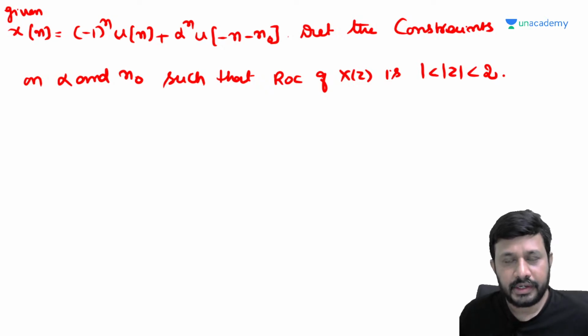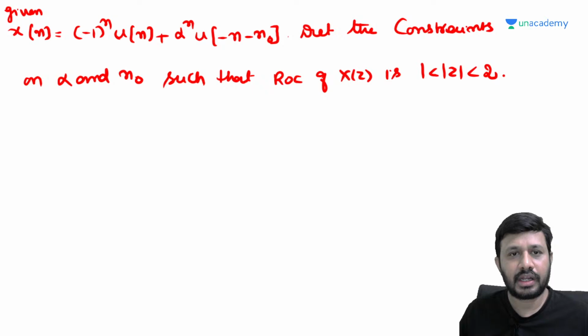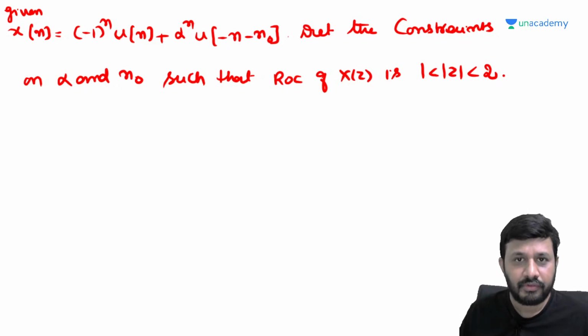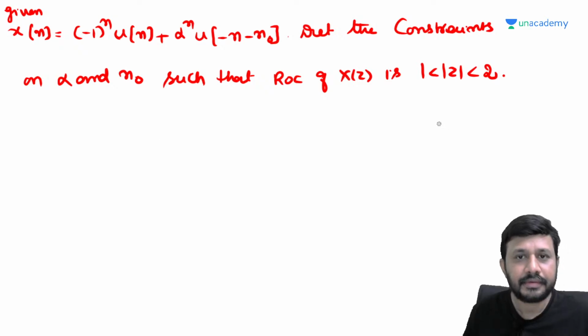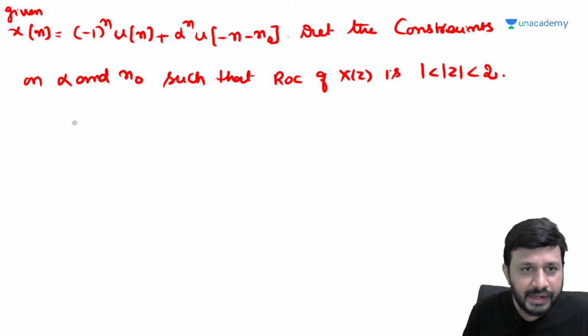Determine the constraints on alpha and n naught such that the ROC of X(z) is 1 < |z| < 2. That is the question. How to solve this problem? We'll do one thing. Forget about the problem for a while. Suppose I ask you one question.